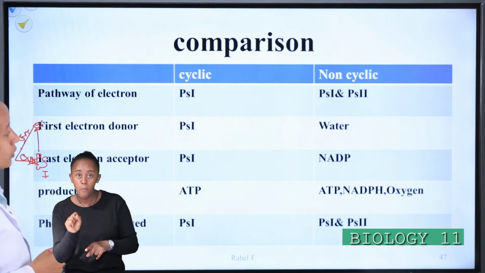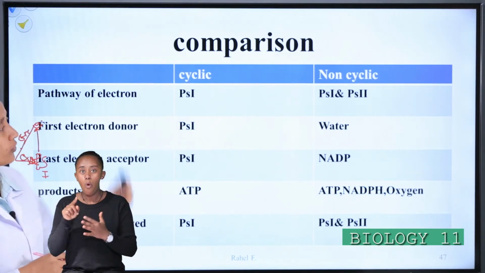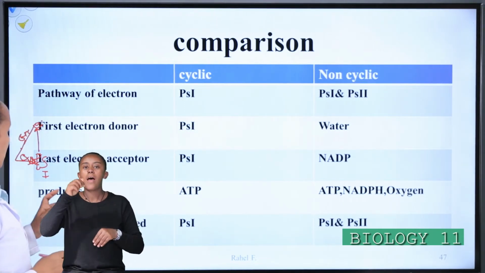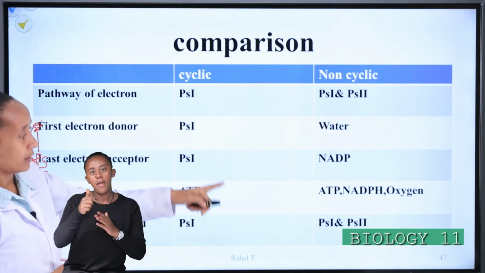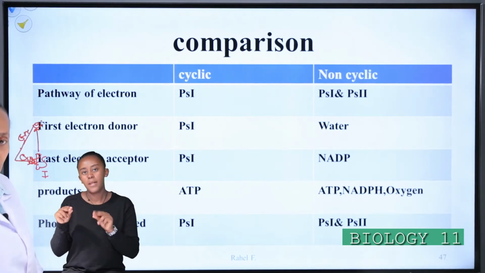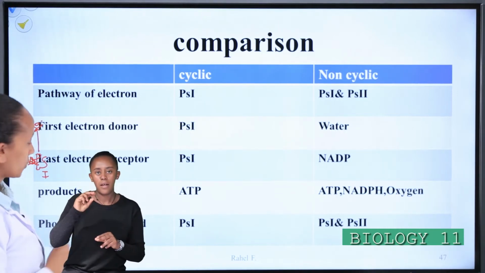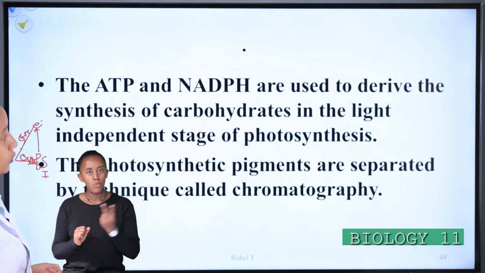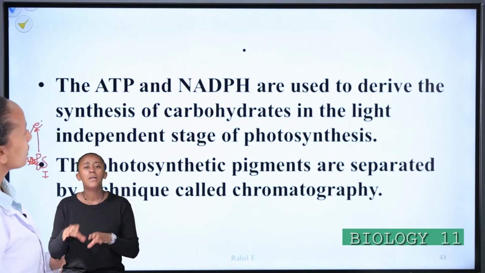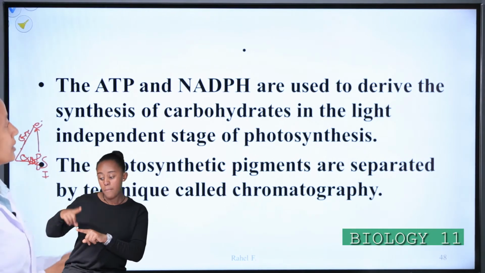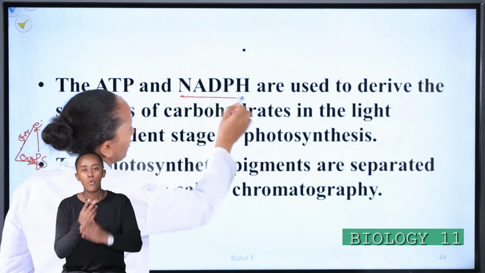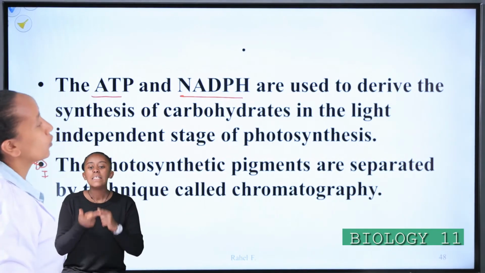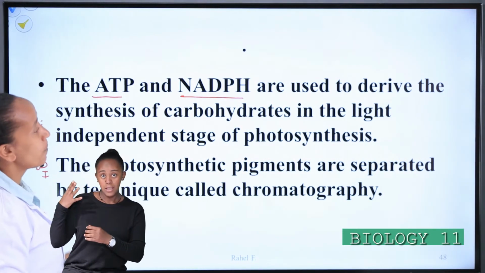It returned to its initial point, but in the case of non-cyclic, the last electron acceptor is NADP. Products are ATP in cyclic, and non-cyclic produces ATP, NADPH, and oxygen. This is how you can compare the two photosystems. And students, as we said, in the light-dependent stage, the plant produces ATP and NADPH. These two products are used for the second stage, or the light-independent stage of photosynthesis.